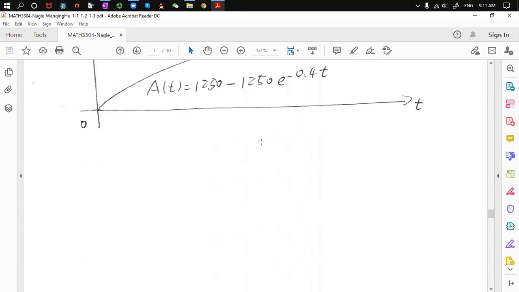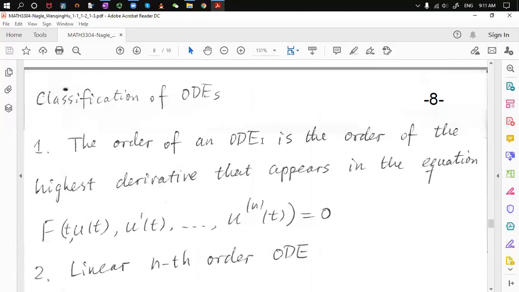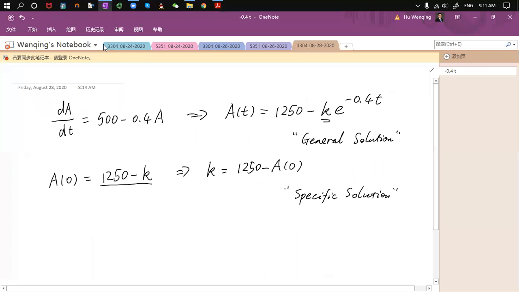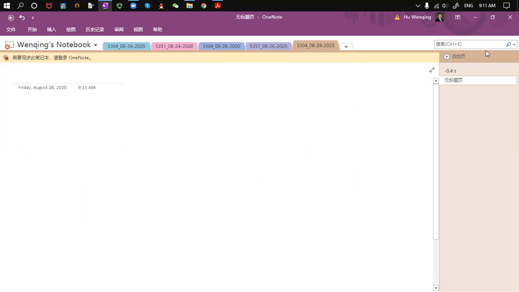Okay, so that finishes the first topic about solving these differential equations that we have been talking about on Wednesday and Monday. Okay, so now let me come to a very important theme for today's lecture.